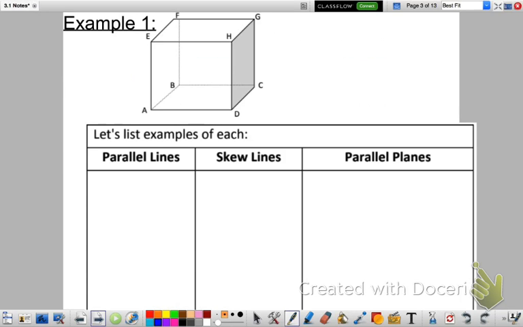Okay. So looking at this graphic, we can come up with several lines that would be parallel to AB. For example, EF would be parallel to AB. GH would also be parallel to AB. And then CD would be parallel to AB as well.